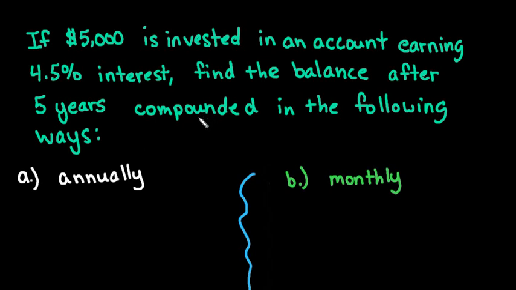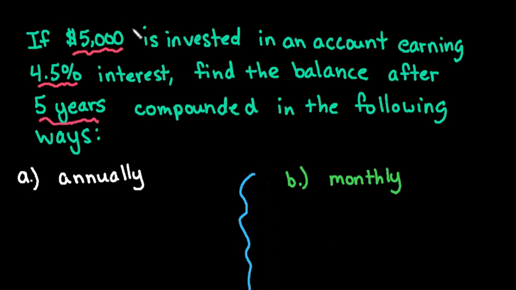Hi, for this video what I want to do is show you how to find the amount that is left in an account after interest has been compounded at a certain rate. So what we have here is $5,000 being invested in an account earning 4.5% interest. Find the balance after 5 years compounded in the following ways.